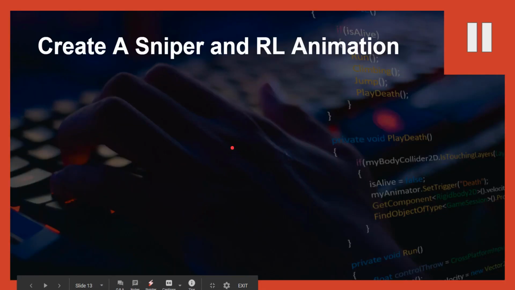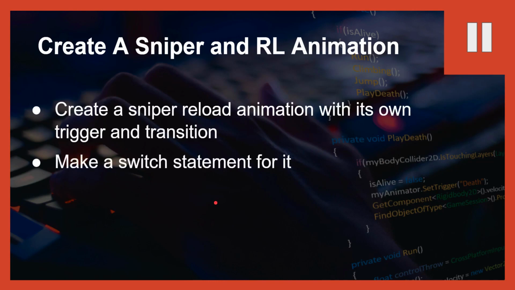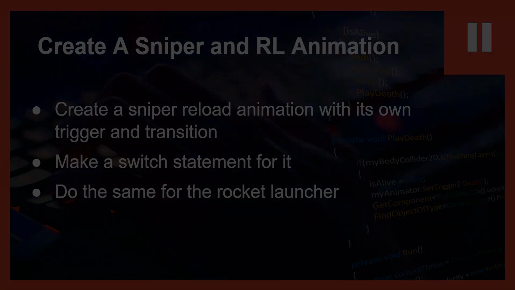Now with that done, it's time for your challenge. Your challenge is going to be to create sniper and rocket launcher animations. So create a sniper reload animation with its own trigger and transition, make a switch statement exactly for it, and of course do the same for the rocket launcher. Have fun, enjoy it, create your own animation. Maybe you want to have some wacky kind of animation, and always remember that the animations need to be on the actual prefab, not the entire game object, or else it might break it. So with that said, pause the video right now and go do the animations.